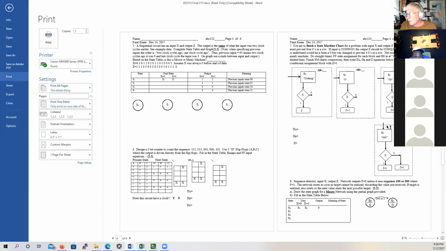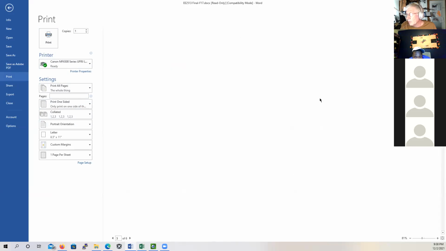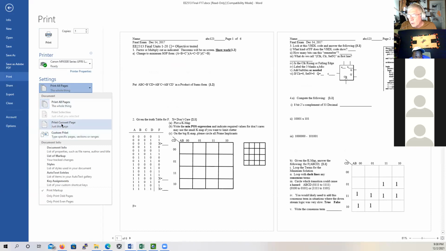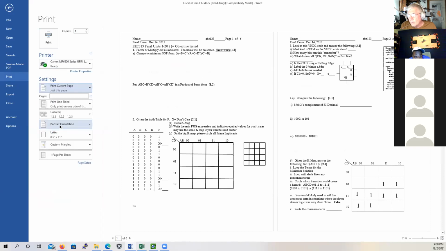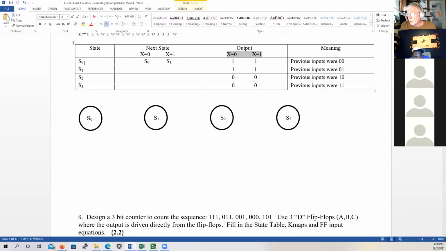Let's see, what is that? Page 2. Page 2. Yeah, page 2. I'll just put print. Just print. If you print on both sides, you save more paper. Yeah, my printer will do that. I just never do it.